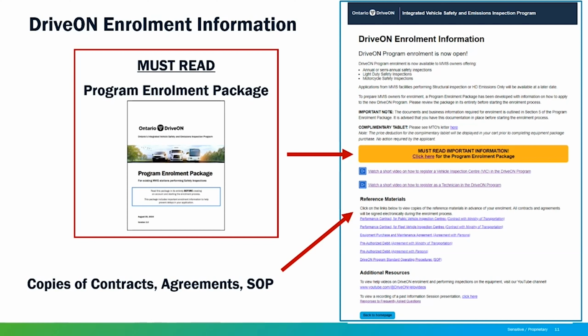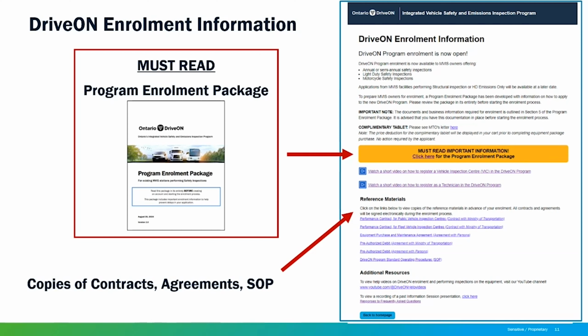This document lists important enrollment information and the business documentation that is required to be uploaded during enrollment. It also includes information on the new drive-on inspection equipment and pricing, insurance requirements, pre-authorized debit payments, and how to register for and take training. This package describes the information and documentation that needs to be uploaded during the enrollment process. Please have all your documentation ready to upload prior to creating an account.